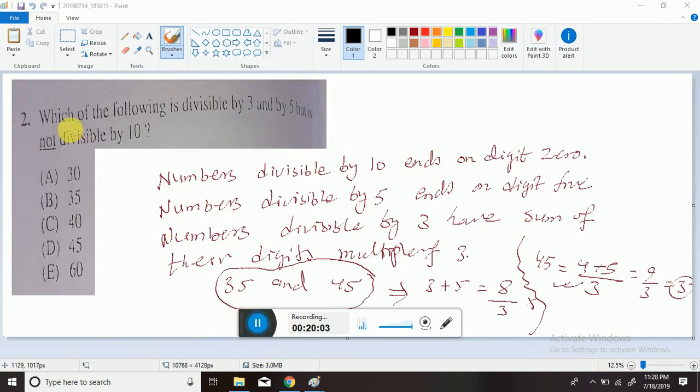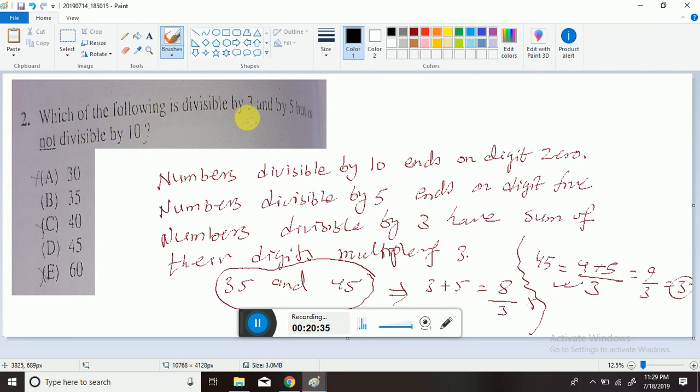Okay, then simple problem. Which of the following is divisible by 3 and 5 but is not divisible by 10? Not divisible by 10 means we need to see the options. If a number is divisible by 10, it ends in 0. So 30, 40 and 60 are divisible by 10, so option A, option C, and option E are out because they all are divisible by 10.